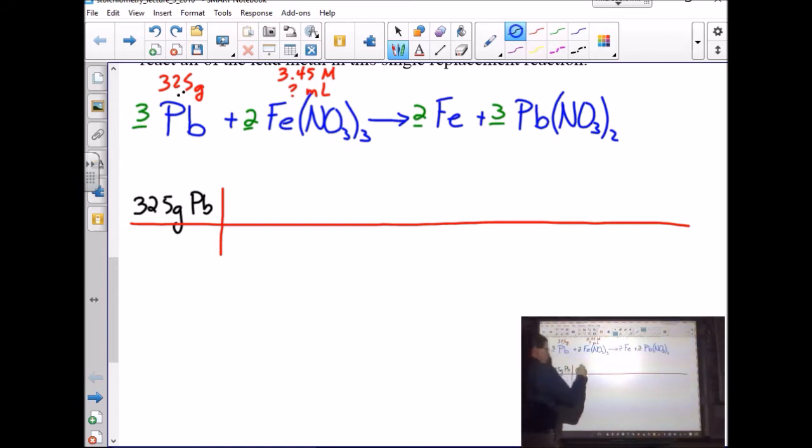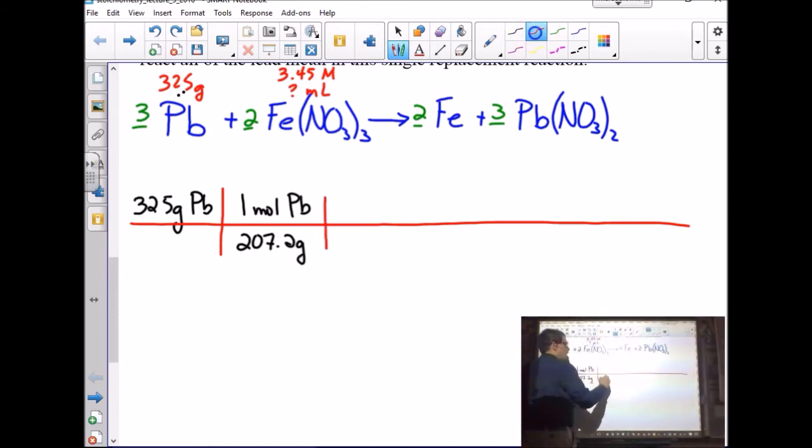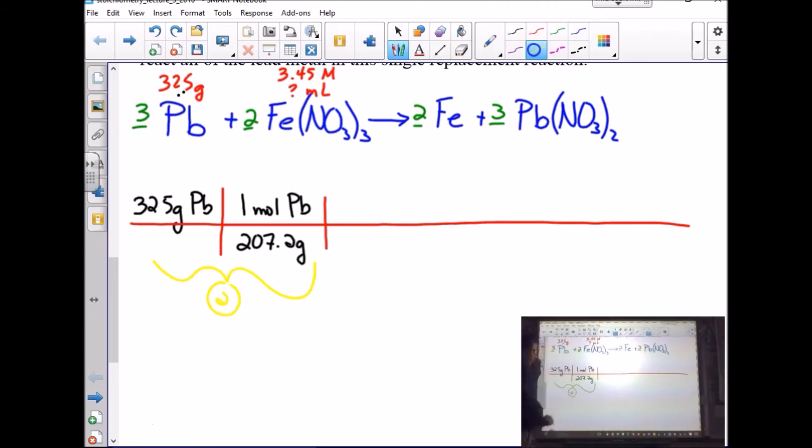And so we want to change the grams into moles. And lead is like 207 point something. 2. Thank you. And so there, that's step 2. Not as long. It's still step 2.